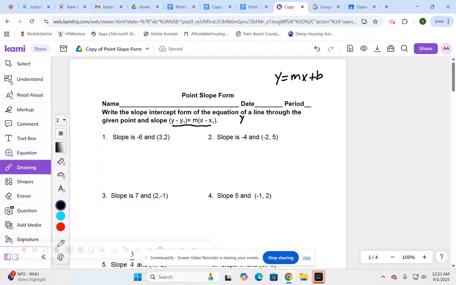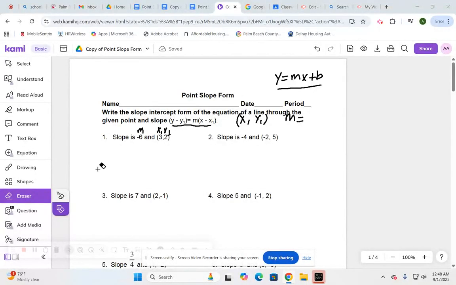The x sub 1, y sub 1 represent the given point in the problem, and m represents the slope. For example, in this problem here, this will be x sub 1, this is y sub 1, and this is the slope. We will take these values, put them in this formula here, and then simplify and rewrite it so that we have it in this form, y equals mx plus b, because this is called slope-intercept form. This is called point-slope. This is called slope-intercept form. So we want our final answer in this form.